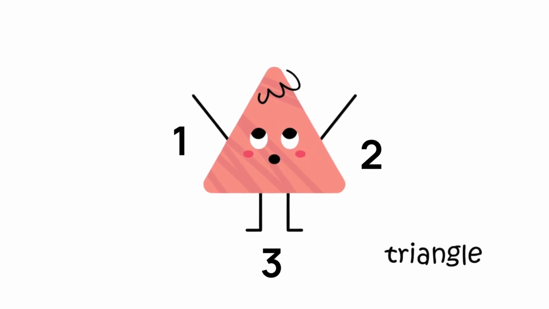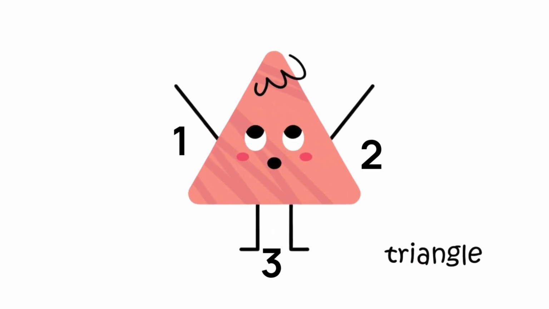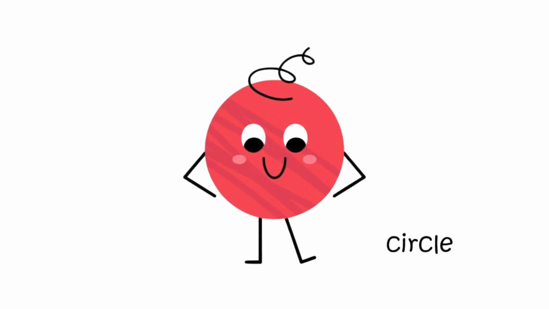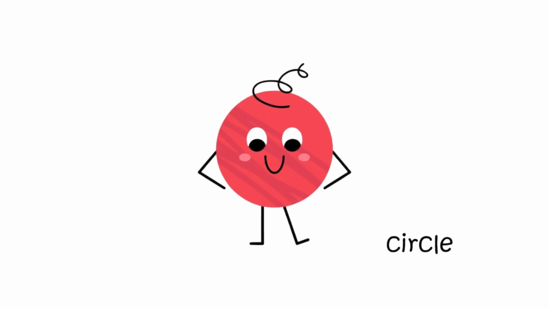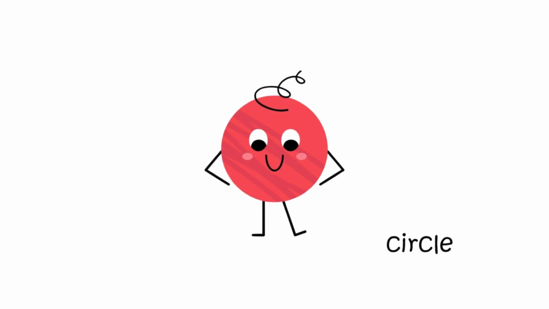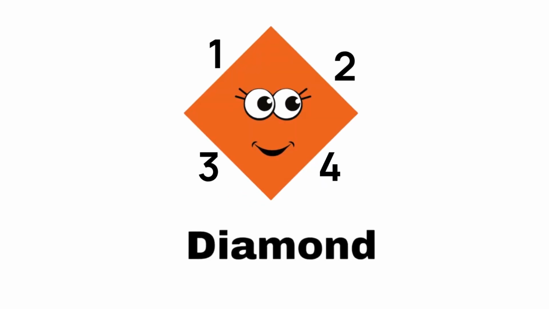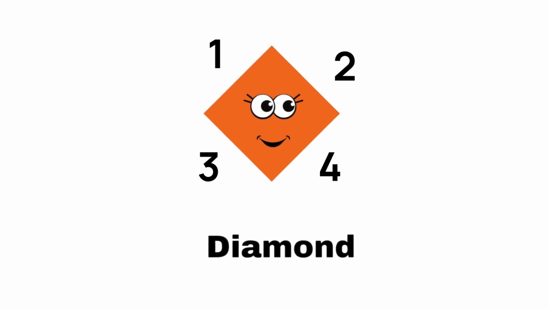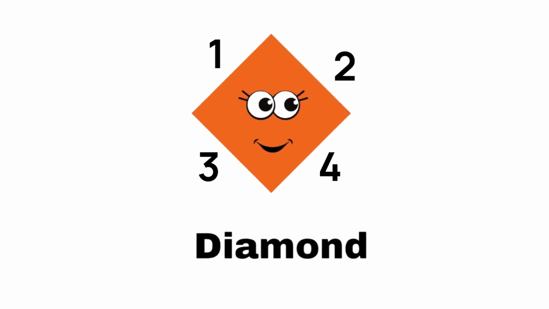This is a triangle. A triangle has 3 sides. This is a circle. A circle has no sides. It's just round. This is a diamond. It has 4 sides, just like a square.